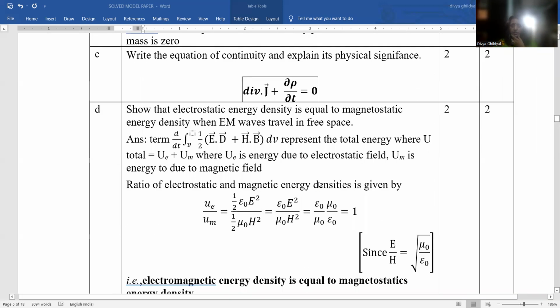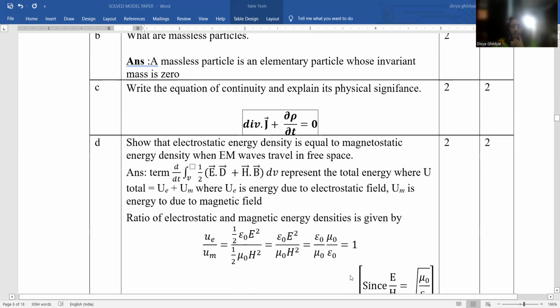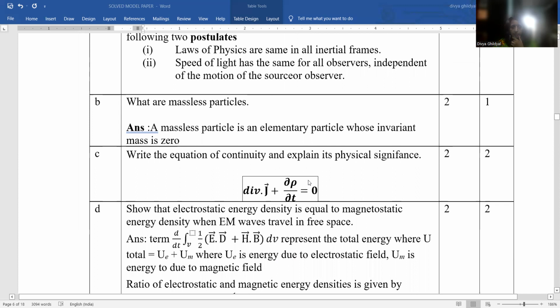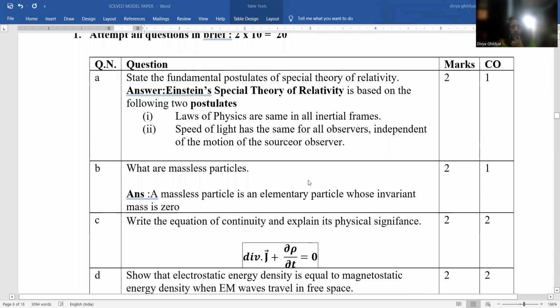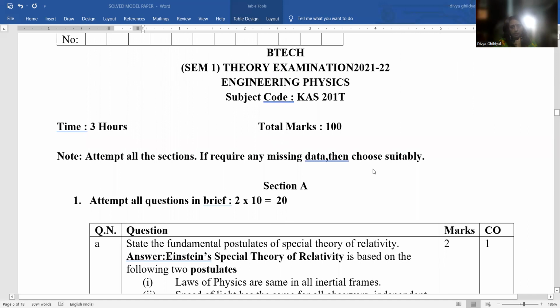Electrostatic energy density and magnetostatic energy density in electromagnetic waves is equal. I know from Poynting theorem this formula, and I can straight away show that it is equal. Equation of continuity, divergence J plus del rho by del t is 0. Massless particle is an elementary particle whose invariant mass is 0. Einstein's special theory of relativity is based on the fact that laws of physics are the same in all inertial frames and speed of light is the same for all observers independent of motion of source or observer.